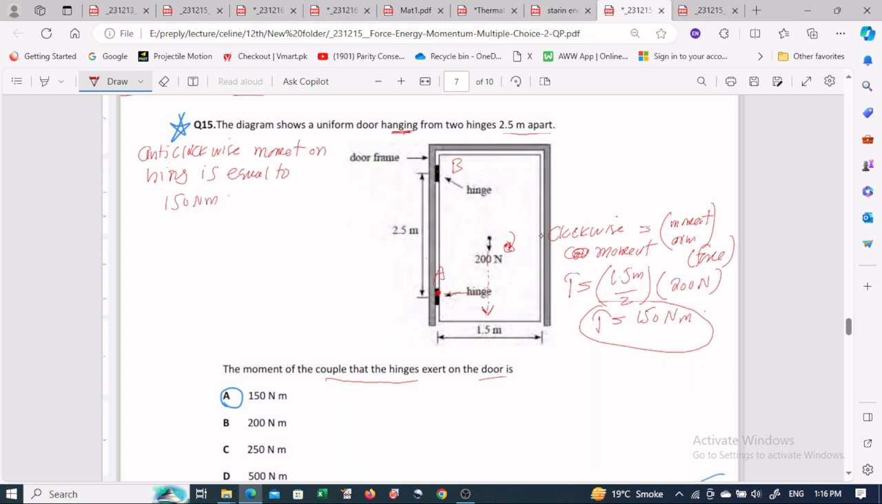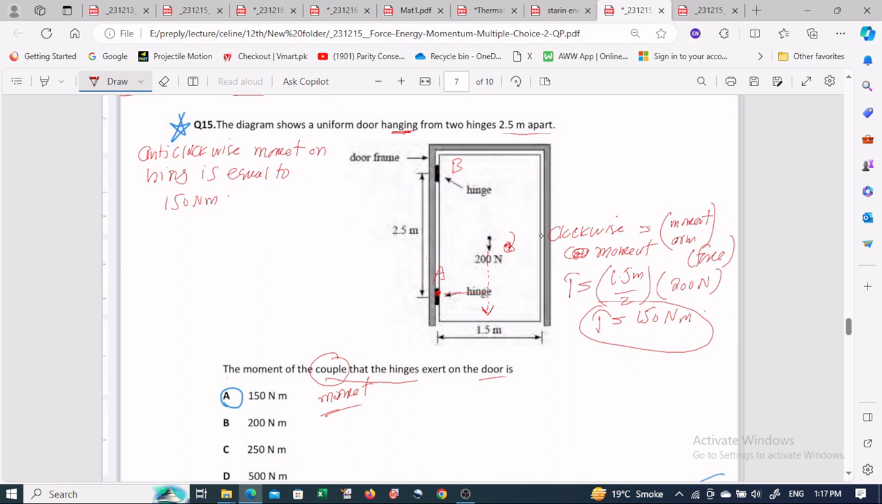Now, this is a simple thing, and our answer is 150 newton meter, but I will give more explanation. Why do we say the word couple, and why don't we use moment? There is a confusion with this, so first of all, I want to explain.